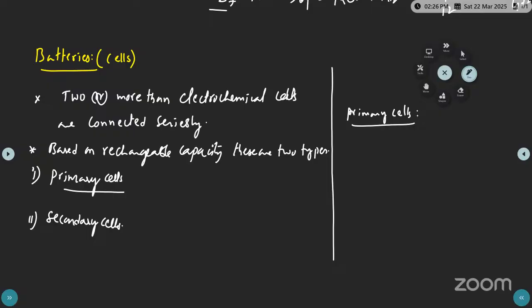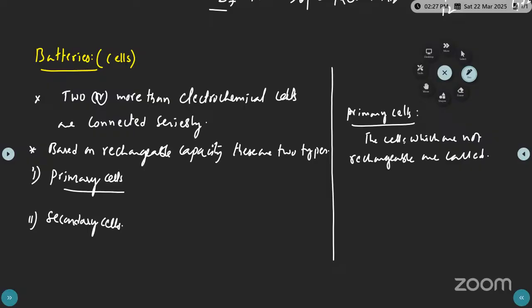Primary cells are the cells which are not rechargeable. So the cells which are not rechargeable are called primary cells.